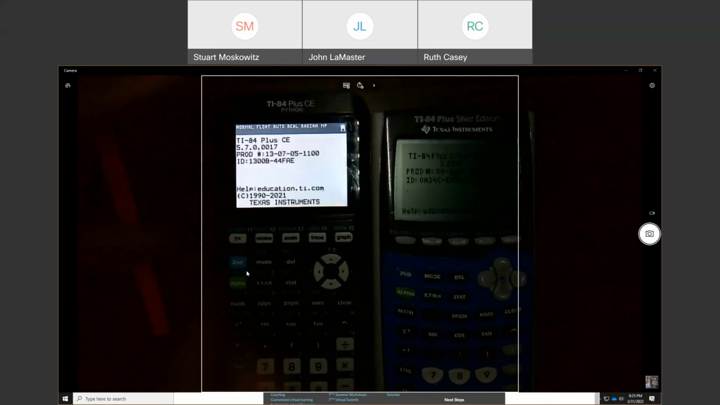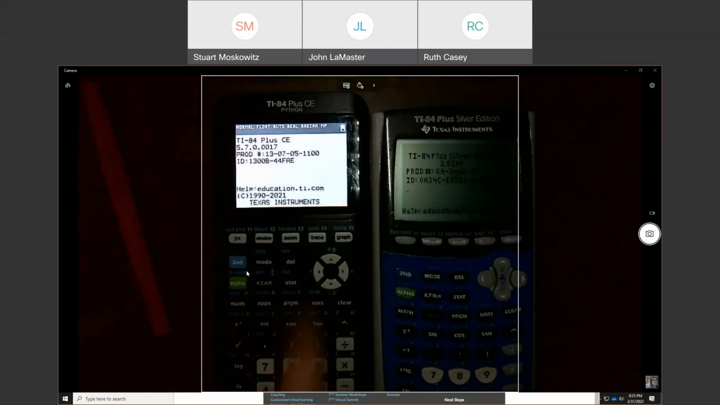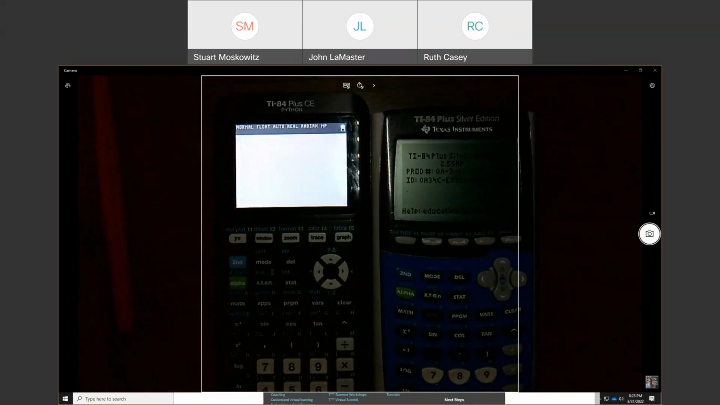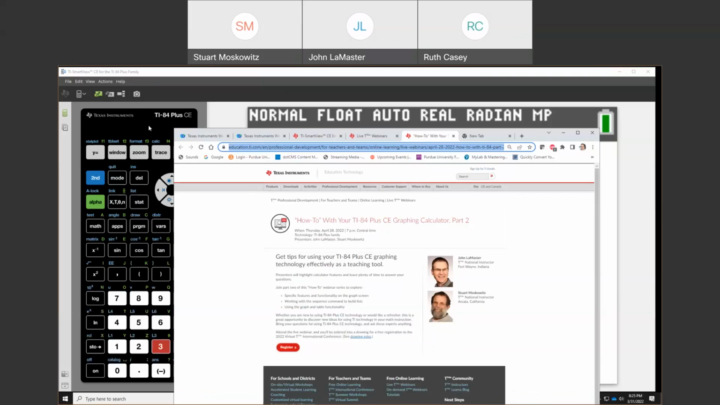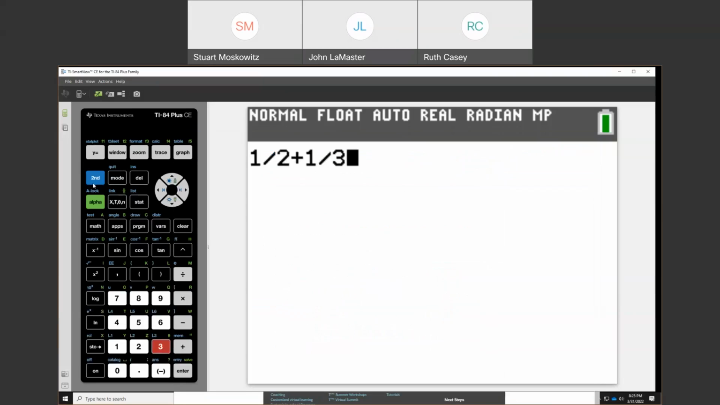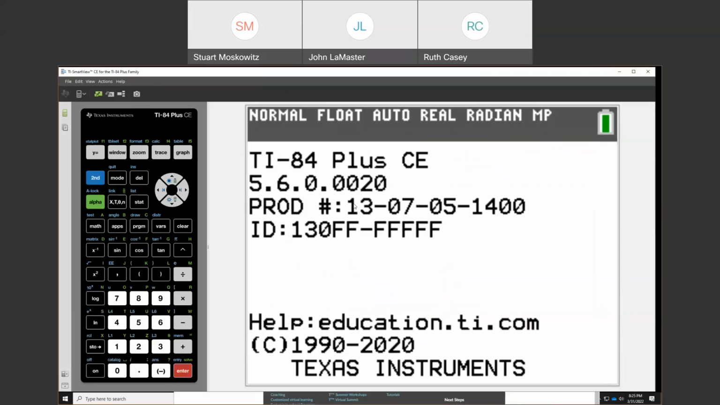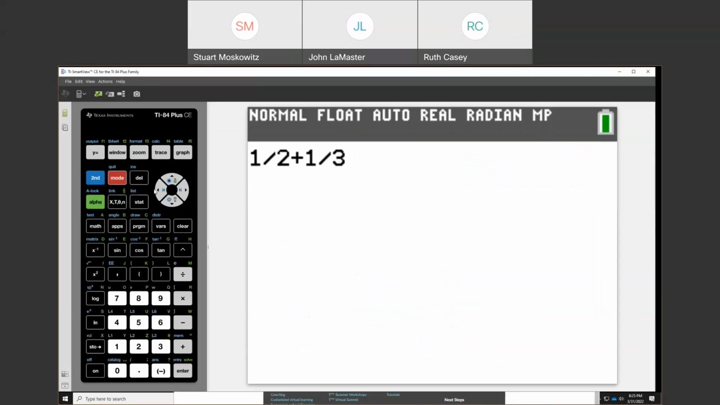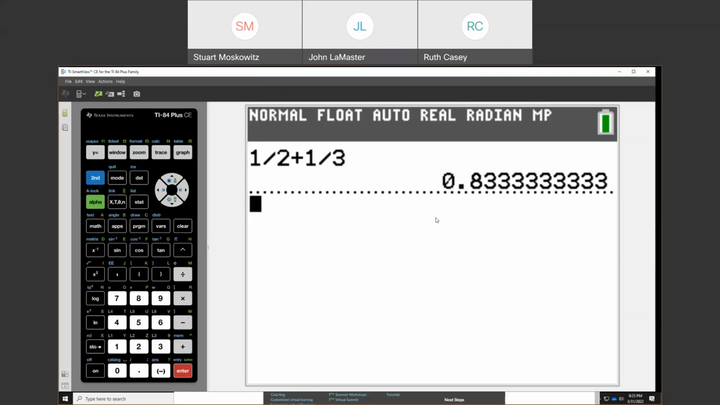This is the latest for the Python 5.7, which is different than the actual 84, which if we go here, second, memory, about, this is the latest for the 84 CE. So it isn't always the same number. That means that you're updated. And what I'd like to show you is something with fractions, which if we were on an 83 or a non-updated calculator, I would get an unhappy looking result here if I wanted to see a pattern.